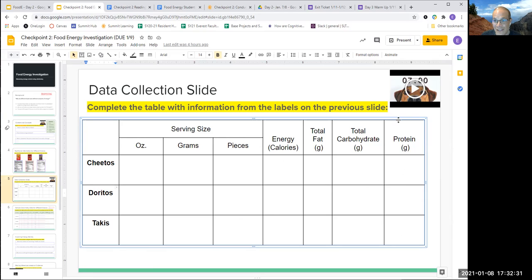Another reason for doing this is that this is practicing one of the cognitive skills that you get scored on, which is organizing and representing information. So definitely keep that in mind.